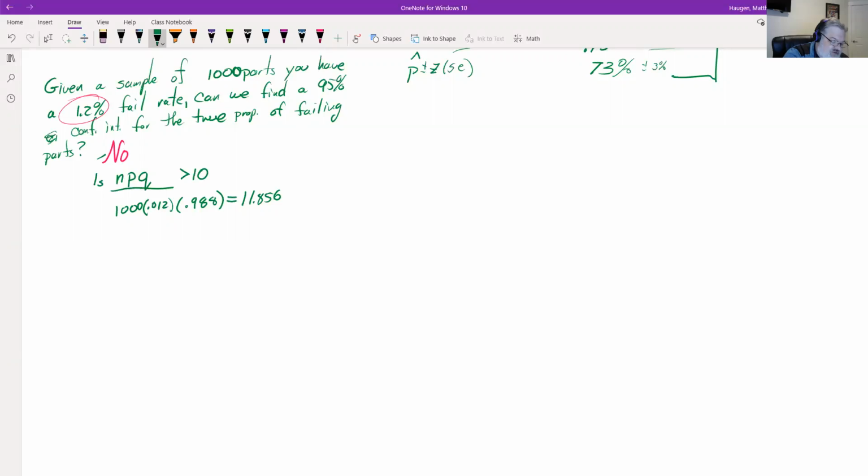Okay, so that's going to change us to a yes. And that's always something to be careful of. If you're doing a test and it says, can we find a 95% confidence interval, and you give the confidence interval, you were asked a yes or no question. So, yeah. But we're going to say, okay, then find it.